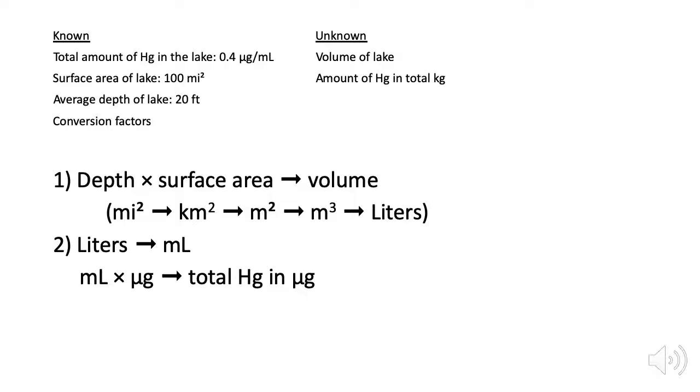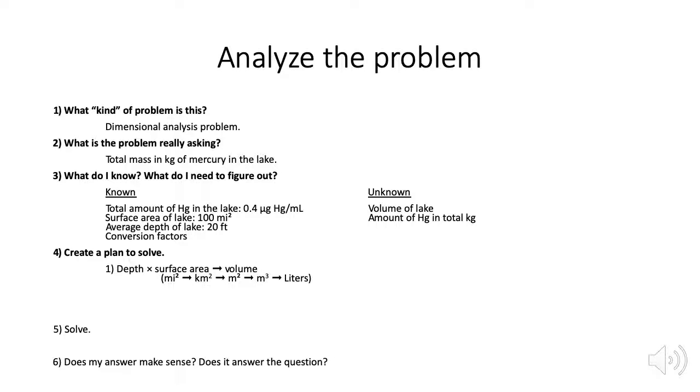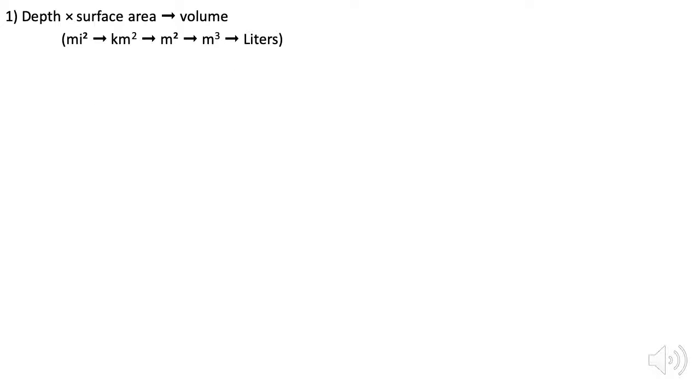I can make use of the ratio I was given to find the total amount of mercury in micrograms, and finally I can convert that to kilograms, which should be my final answer. So it's a lot of unit conversions. It's going to get a little tricky, but I've got a pretty good plan, I think. So let's go ahead and start working that plan.